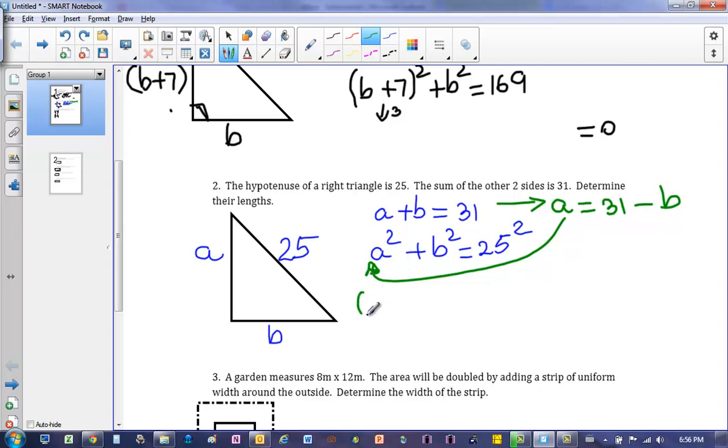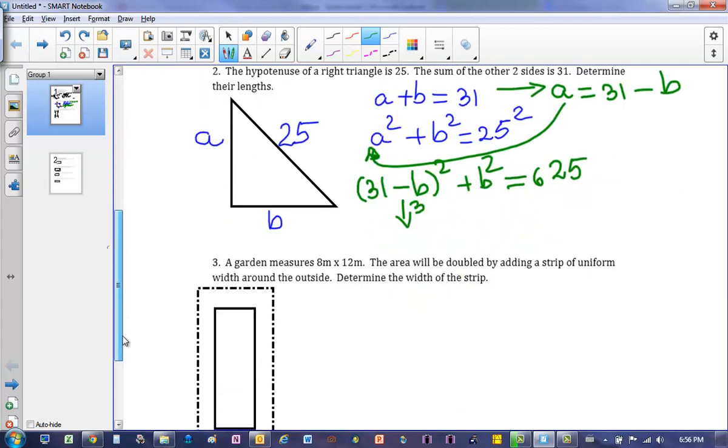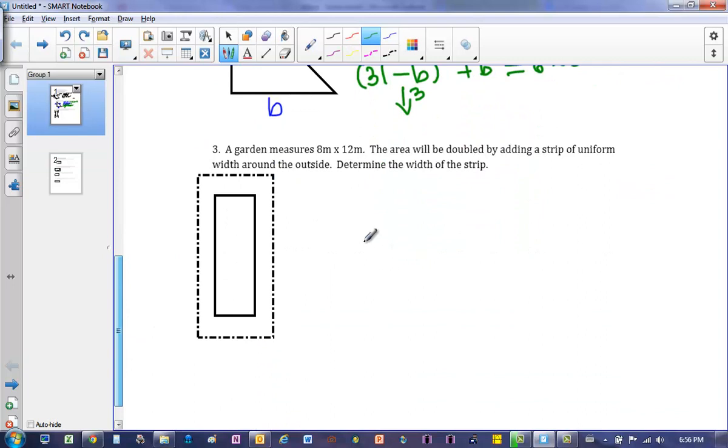So I could have (31 minus B) squared plus B squared equals, well, 25 squared is 625. Again, remember, the perfect square will expand into 3 terms, and then you collect like terms and solve for the possible B values.